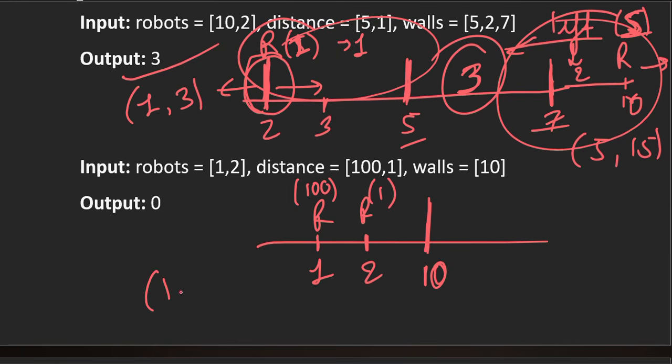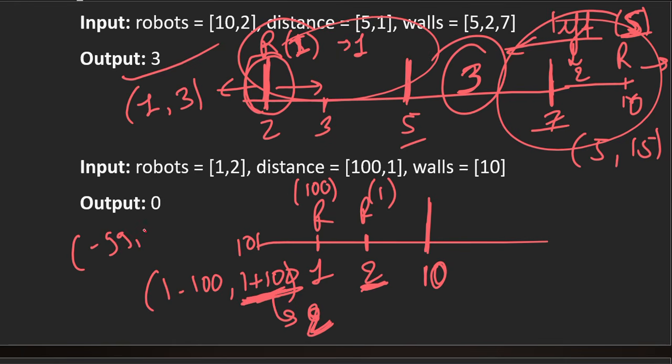The range is 1 minus 100 to 1 plus 100, but on the right side we have another robot at 2. So though it has range up to 101, its bullet cannot pass this robot. So its right range will not be 101, it will be 2, right? So the range of this robot is minus 99 to 2. There is no wall in that range, right?